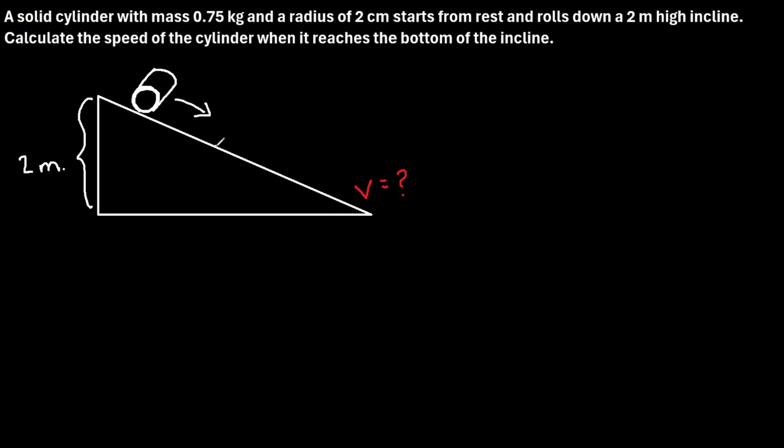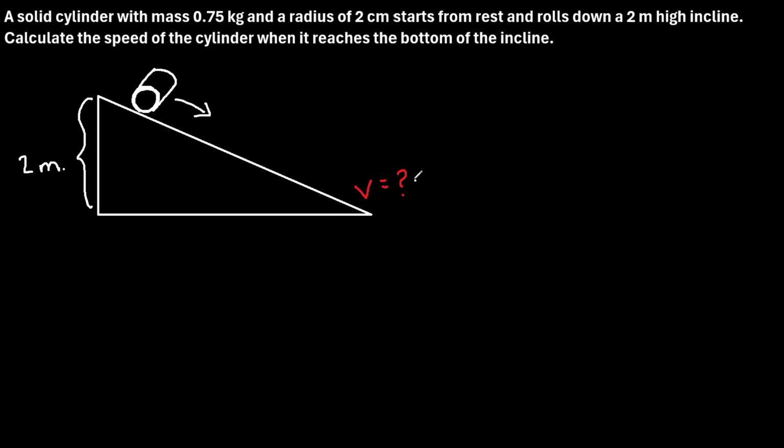So I've sketched out this situation. We have this 2-meter tall incline, and we have this solid cylinder that is rolling down the incline. And we want to know, when it reaches the bottom of the incline, what will its speed, or its velocity, be? To solve this type of problem, we need to recognize that the only force at work here is gravity. Gravity is what's causing the cylinder to roll down the incline, and gravity is known as a conservative force.